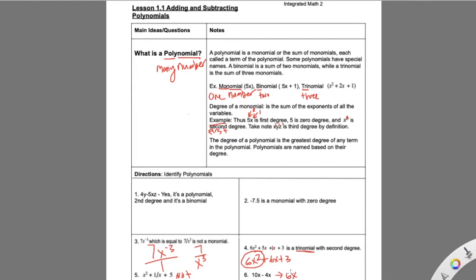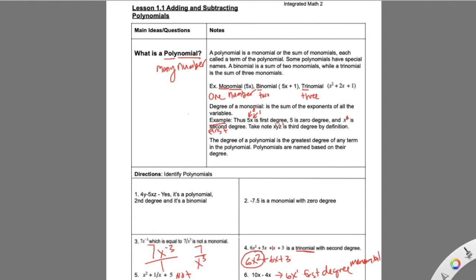So we have a monomial. It's one number because it's a number times a variable. That still counts as one number. And the degree here, because 6 has a degree of 0 and x has a degree of 1, so it's a first degree monomial. Boop, just like that.